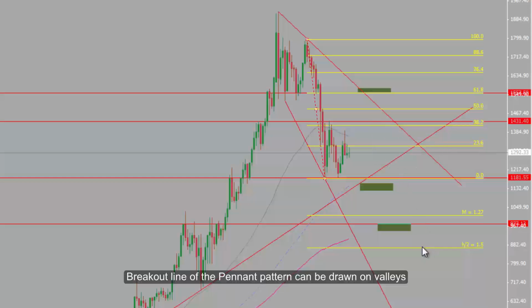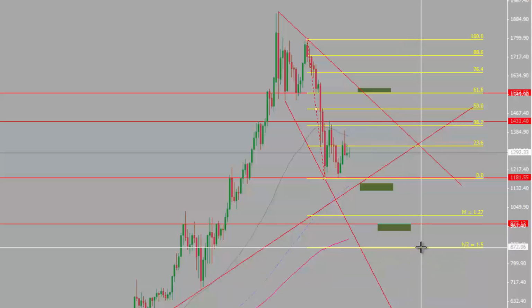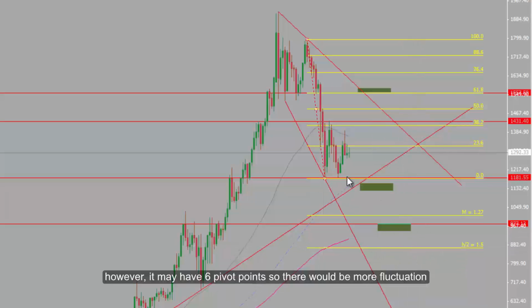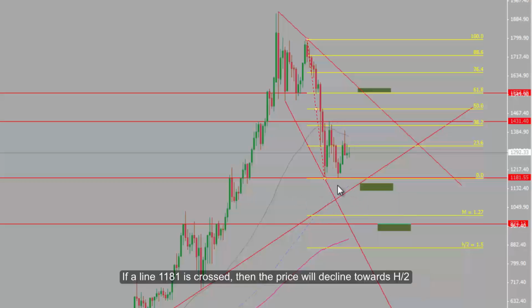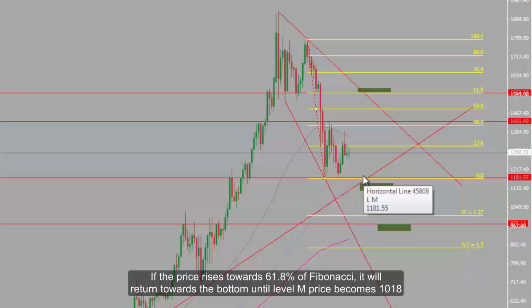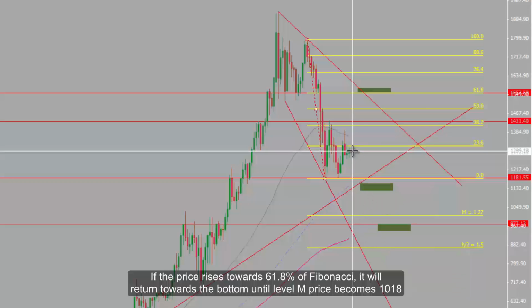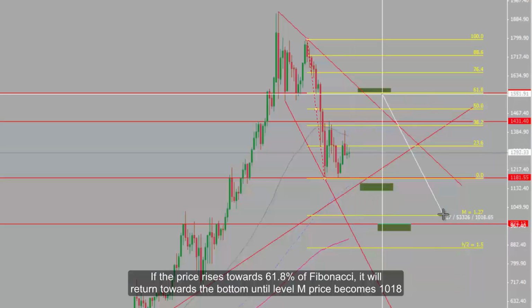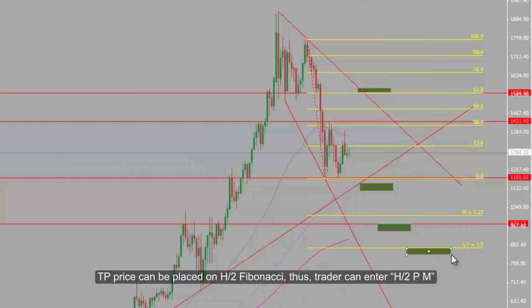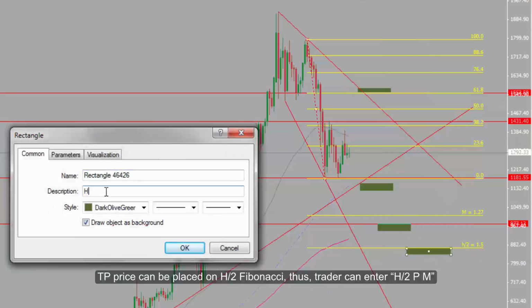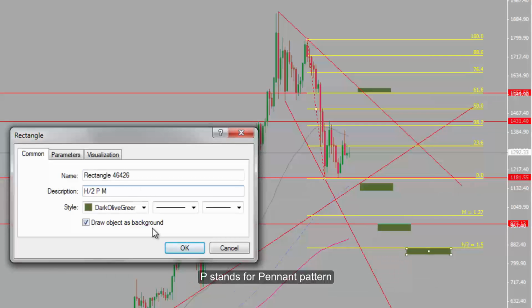A breakout line of the Pennant pattern can be drawn on valleys. However, it may have 6 pivot points, so there would be more fluctuation. If a line 1181 is crossed, then the price will decline towards H2. If the price rises towards 61.8% of Fibonacci, it will return towards the bottom until level M price becomes 1018. TP price can be placed on H2 Fibonacci. Thus, a trader can enter H2 PM. P stands for Pennant pattern.